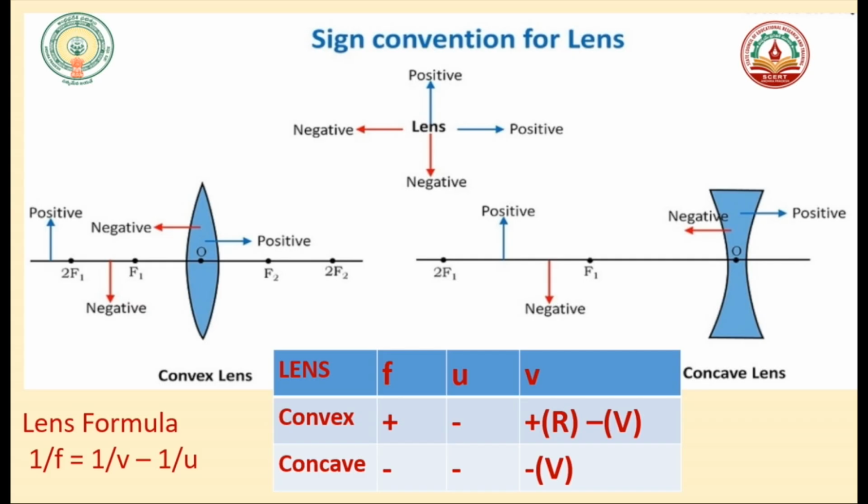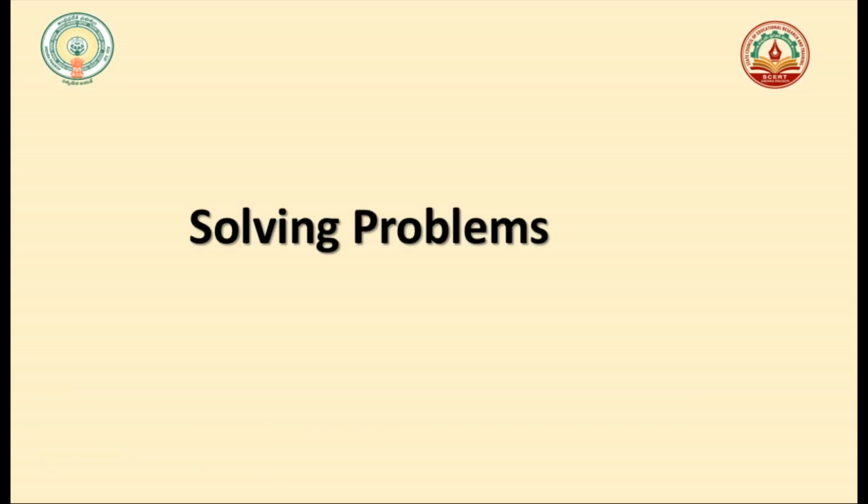And for real images, because the real images will be formed on the other side of the lens, the real image distance is positive, virtual image negative. Concave lens always forms a virtual image, so image distance is negative.